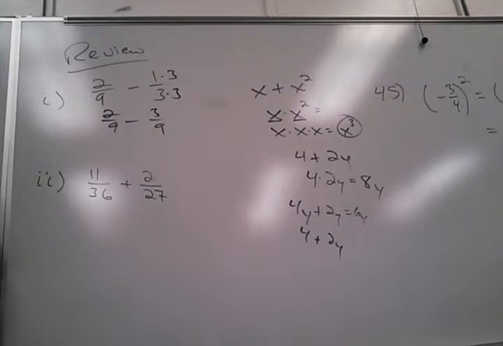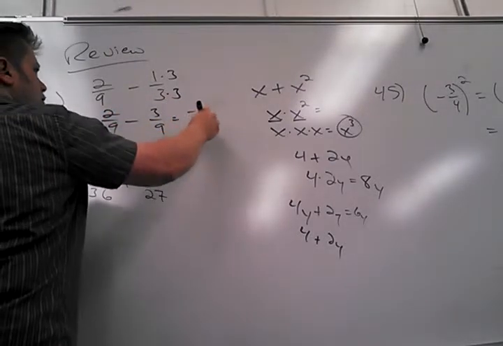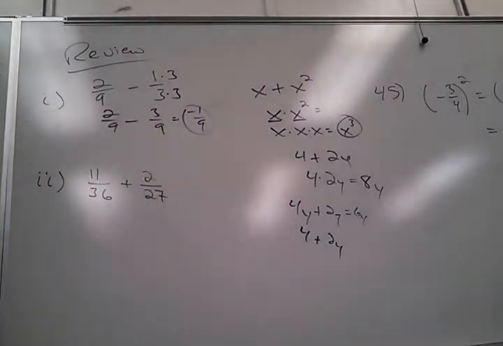So that's what you guys got so far? And then what's the last step? What's 2 minus 3? Good, negative 1. Nice. So if you can have negative numbers, you can have negative fractions, no problem.